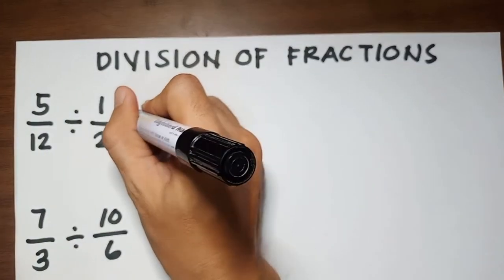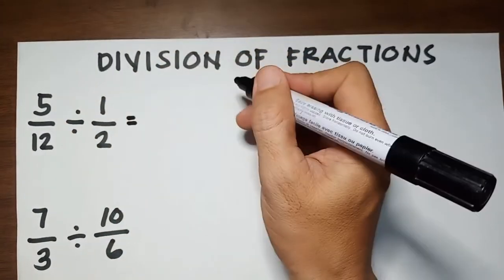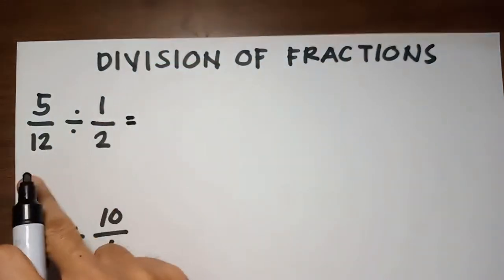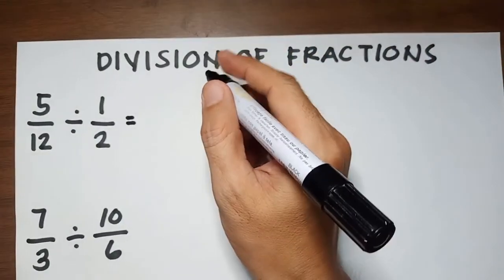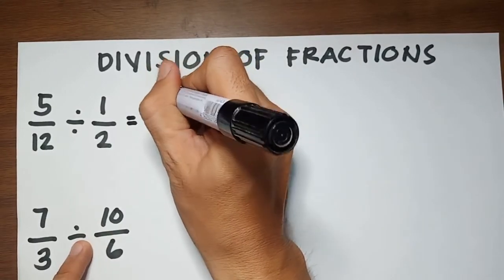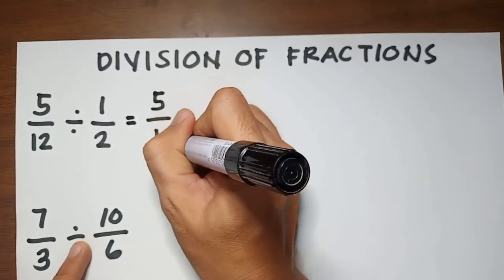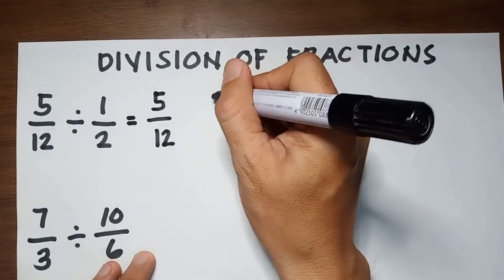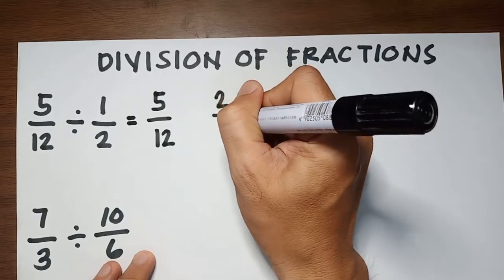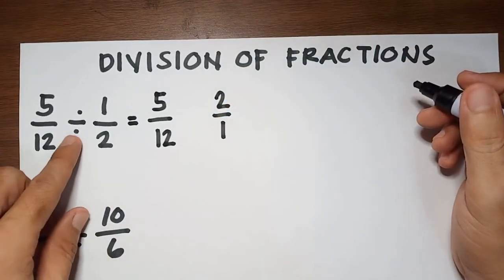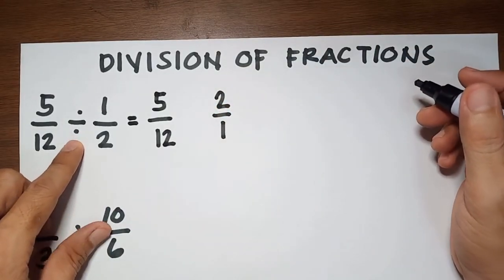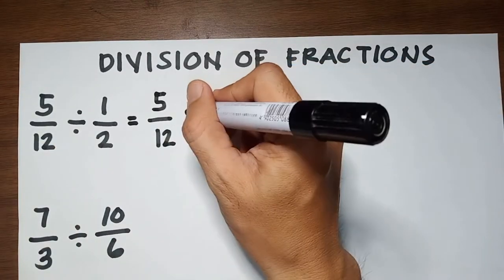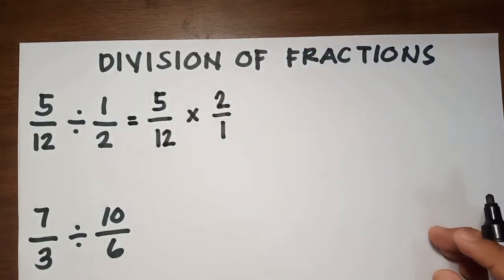Again, simply get the reciprocal of the divisor. We simply copy first the dividend, the first fraction here, which is 5 over 12. Copy. Then we get the reciprocal of the divisor, which is 1/2, so that becomes 2 over 1. Now, instead of using division, after getting the reciprocal of the divisor, we proceed to the rule on multiplication. So that's the only difference in division of fractions.